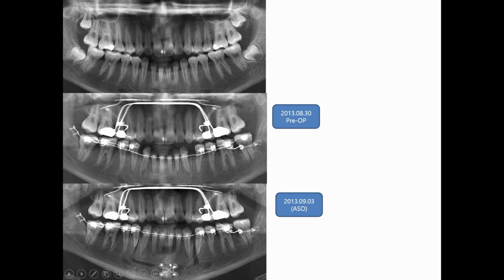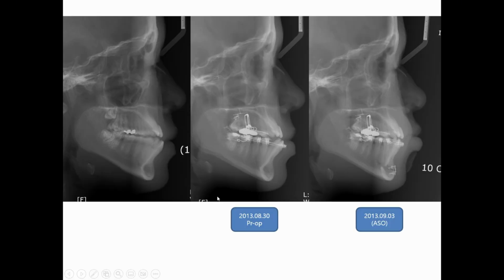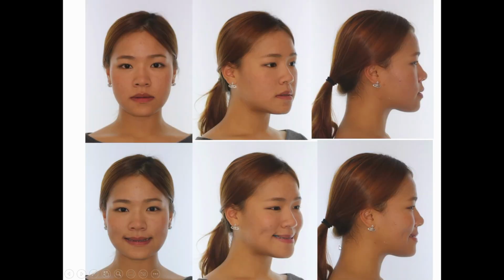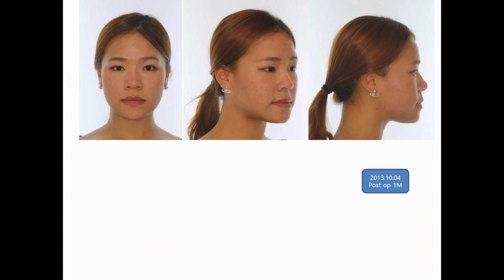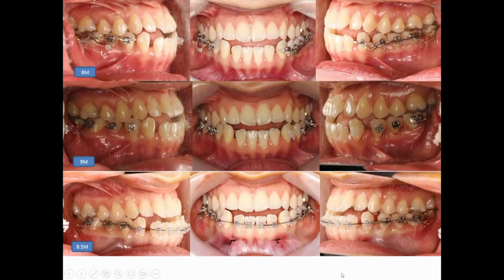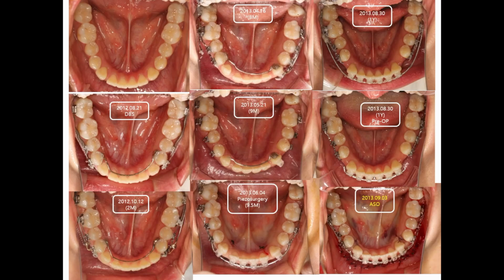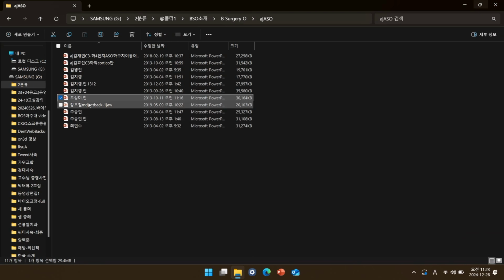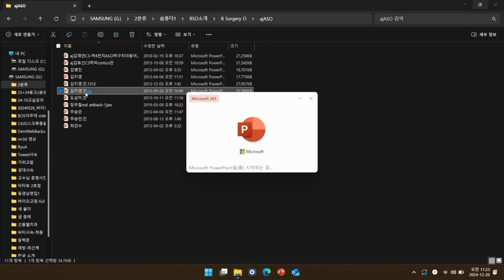After ASO, okay? One month after, a little swelling is still there, but there is no more record after that. This is another case.